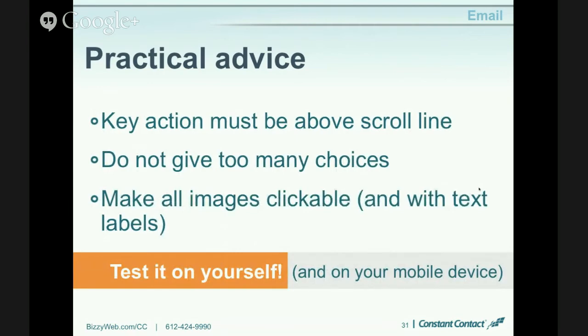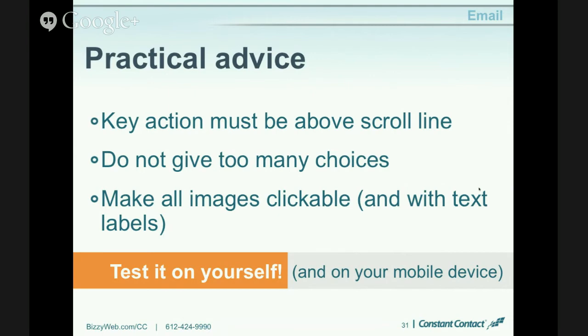If you want one thing to happen during the next period between when you send your email and the next time, just focus on that one thing. Don't give them 15 things to do. Don't give them more than a couple at the absolute max. And make all images clickable and with text labels for folks that do happen to have their imagery turned off.